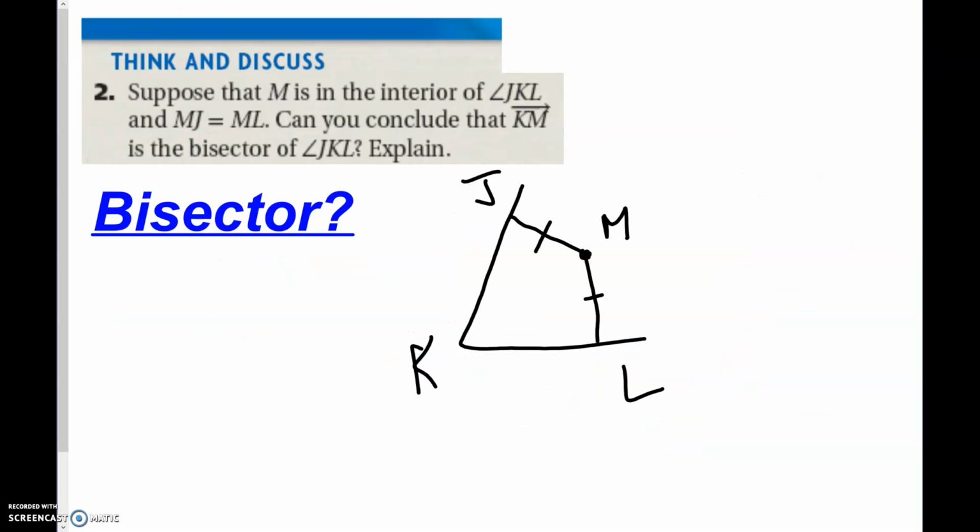All right, think and discuss. Suppose that M is in the interior. Okay, we got M in the interior, and MJ is congruent to ML. Is M on the angle bisector? The only way we would know that for sure is if these are perpendicular, and there's nothing here that tells us they are perpendicular. So I would have to say no, we do not know that for sure, because we don't know that these are the actual distances and that those angles are right.